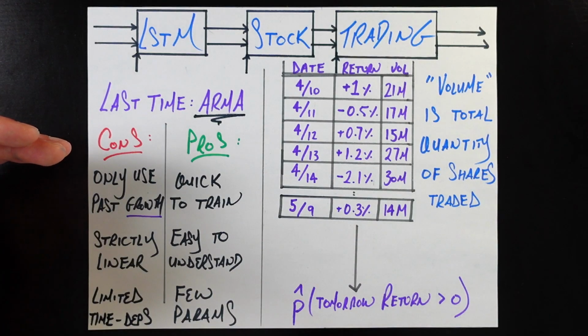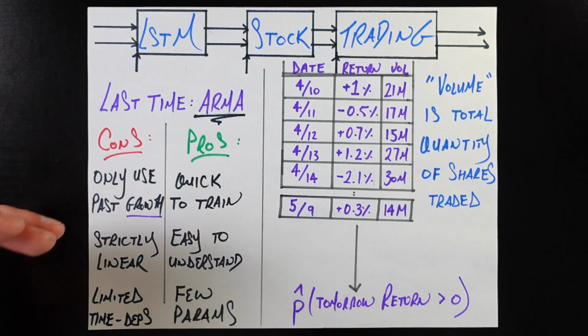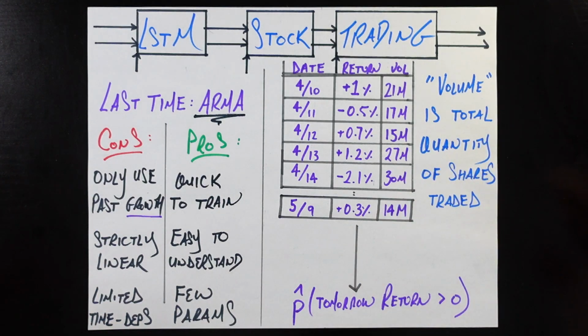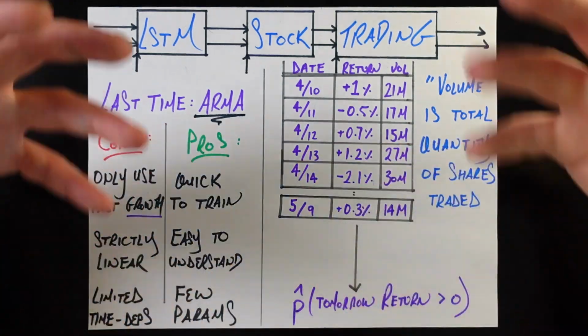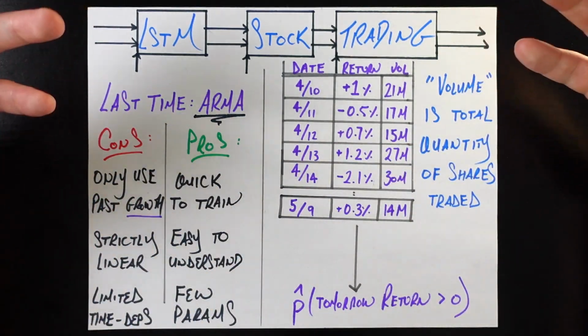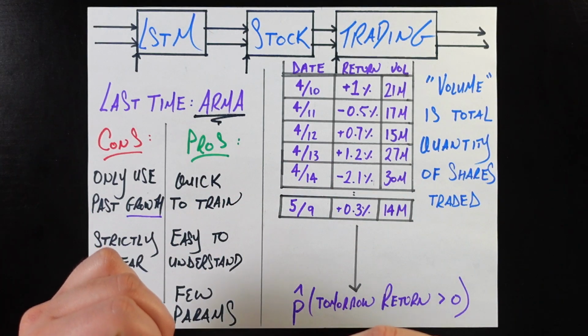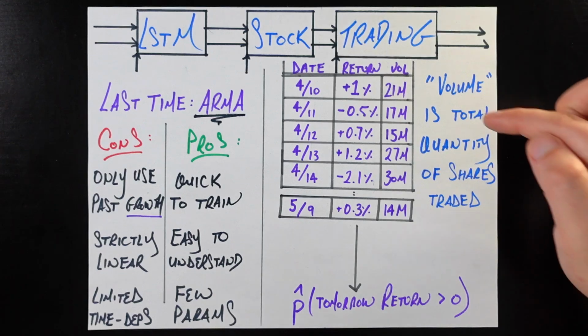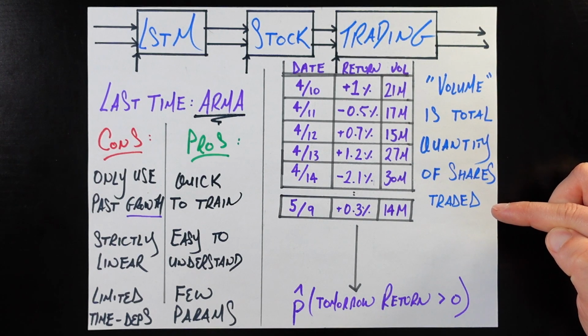So in the cons column, one of the issues with the ARMA model was that we were only using the past returns of the stock to predict future returns. And although this makes a lot of sense on paper, there are many other factors that could go into a stock price prediction. For example, in this video, we're going to address that by adding just one more variable, just to get our feet wet, and we're going to be using the volume, or the total quantity of shares traded of a given stock on any given day.